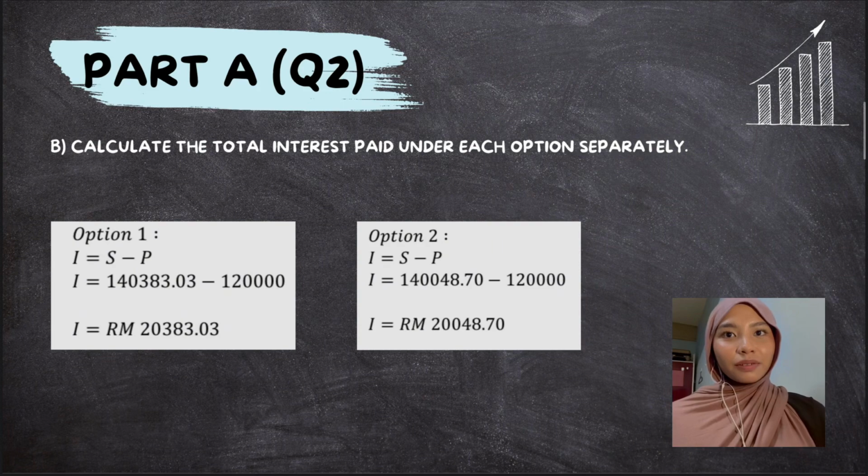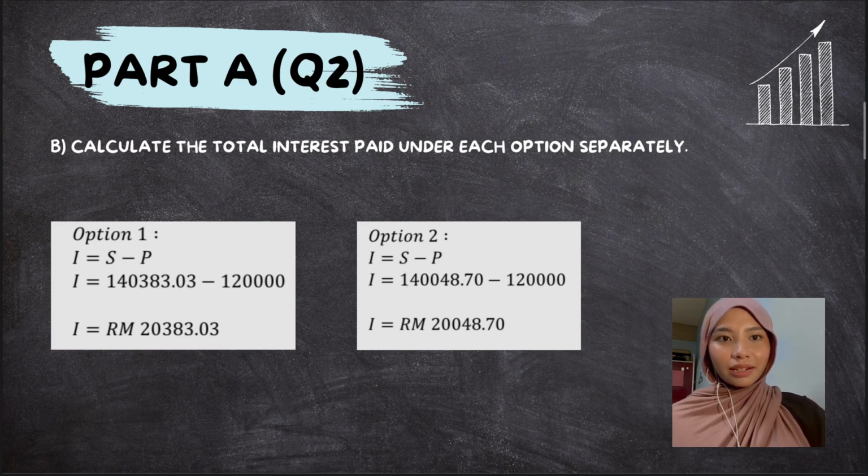Question 2B: to find the total interest paid for option 1, we use the formula I equals S minus P, which is 140,383 ringgit and 3 cent minus 120,000 ringgit. We will get the answer 20,383 ringgit and 3 cent. Same goes for option 2. We use the same formula and we will get the total interest paid, which is 20,048 ringgit and 70 cent.